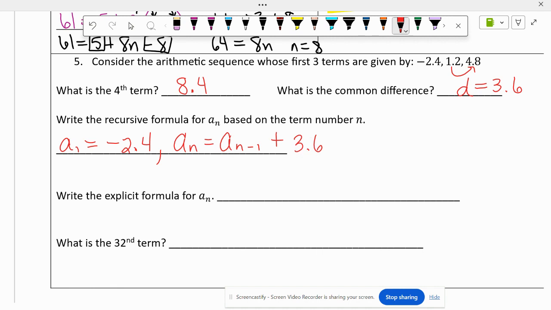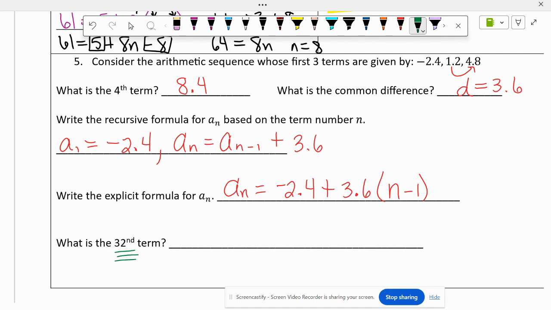Write the explicit formula. So that's in the top right. I highlighted that for us, to do the last question. So remember, my explicit formula, a of n, starts with my first term, negative 2.4, plus d, my common difference, 3.6, times n minus 1. So this is how you use it to find the nth term.